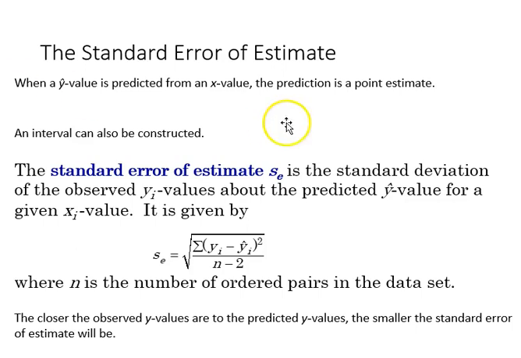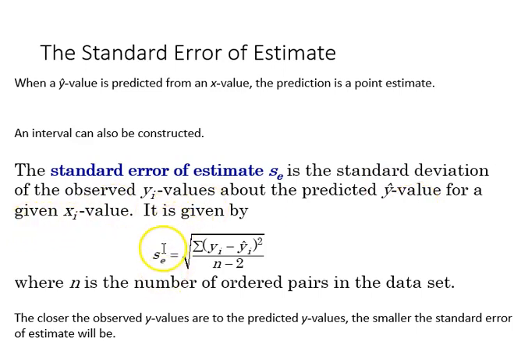Next, we can discuss the standard error of estimate. Recall that a y value, y hat value, is predicted based on an x value, and the prediction is a point estimate. So an interval can be constructed around a point estimate, as we've shown in the past. The standard error of estimate, SE, is the standard deviation of observed y values as they surround the predicted y hat value for a given x value.